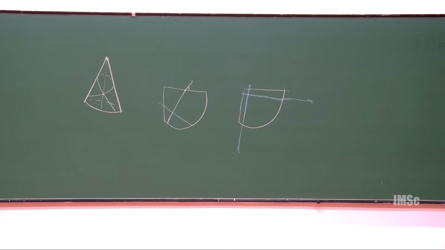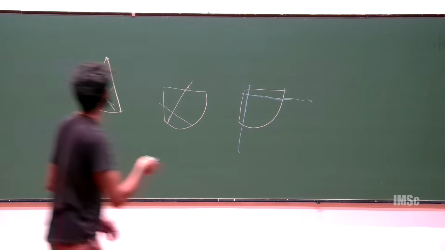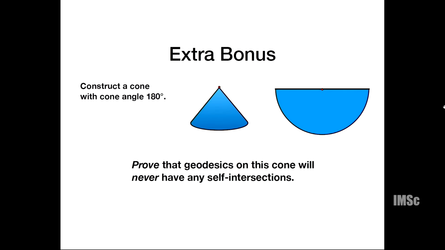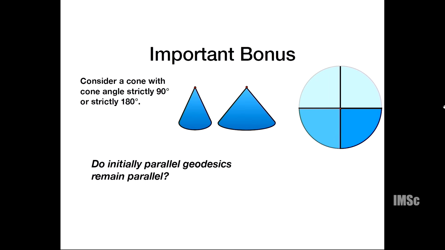But I'll let you think about how this relates to other cone angles. We won't do this now, but for fun, you can try on your own. Can you prove that with a 180-degree cone, you'll never have any self-intersections? And you can also think about other angles as well.